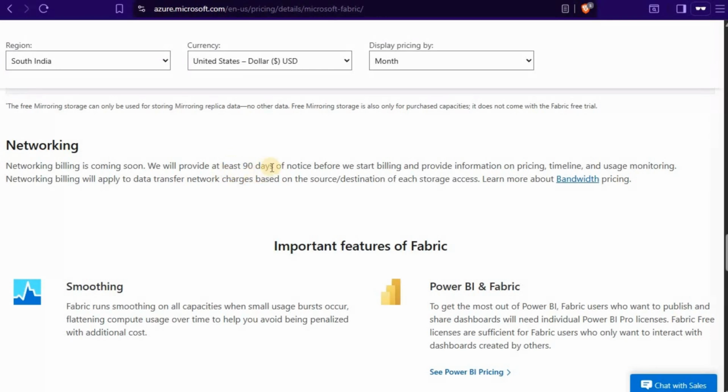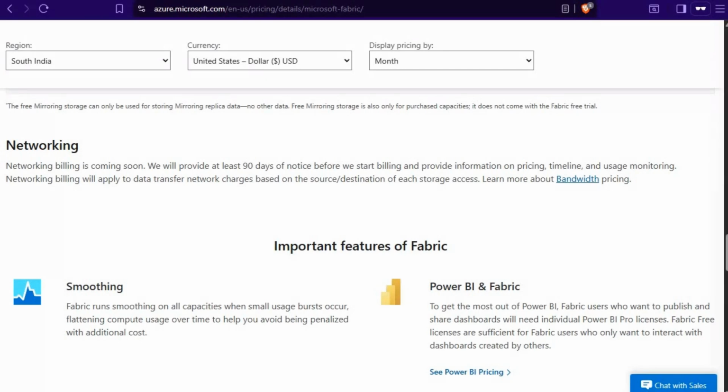The pricing page mentions that Microsoft will provide at least 90 days notice before network changes start, and they will share the details on the pricing and how to monitor your data transfer usage. So for now, you don't pay for data movement within Fabric, but down the road, be prepared for possible data egress charges. We won't dive deep into this since it's not active yet, but it's good to be aware that networking costs will eventually be a part of Fabric's pricing model, especially if your Fabric solution moves large volumes of data across regions or out of other services.